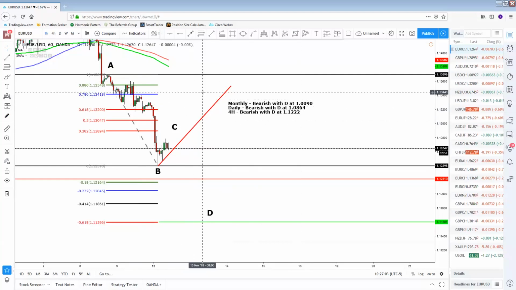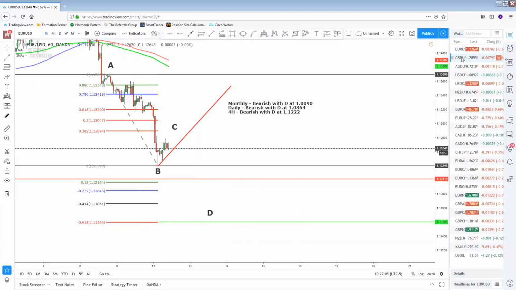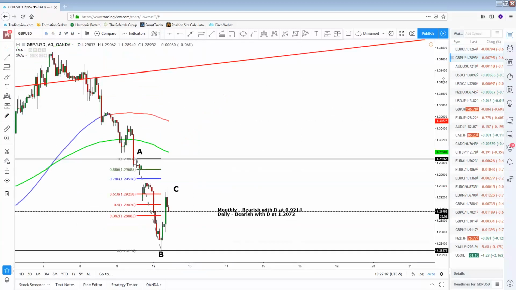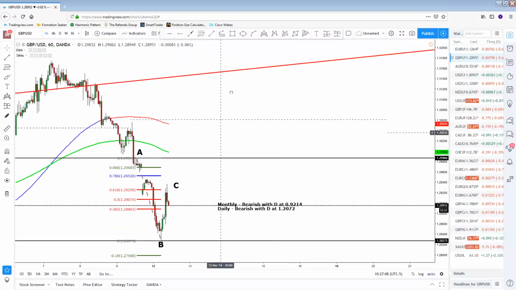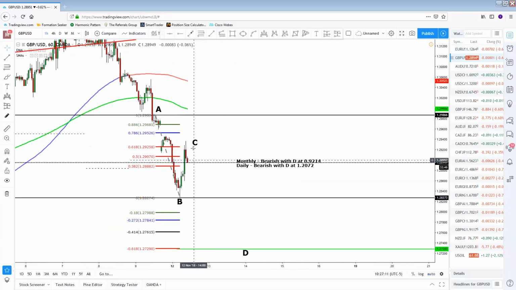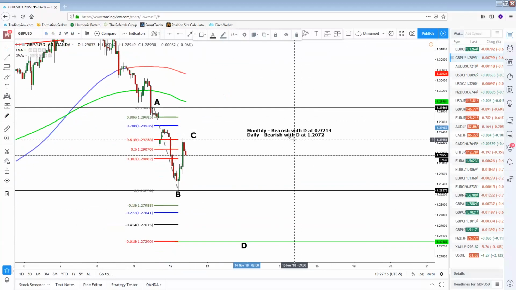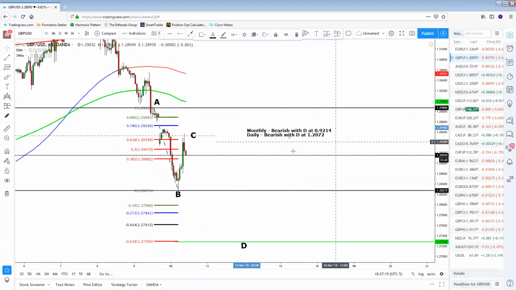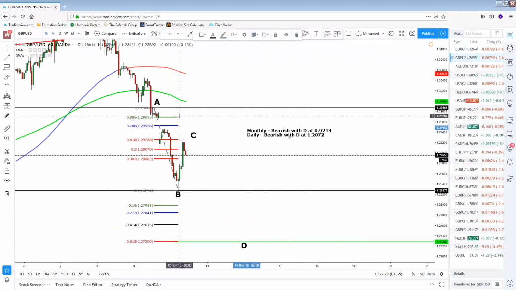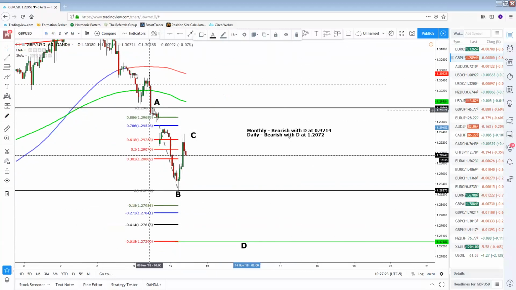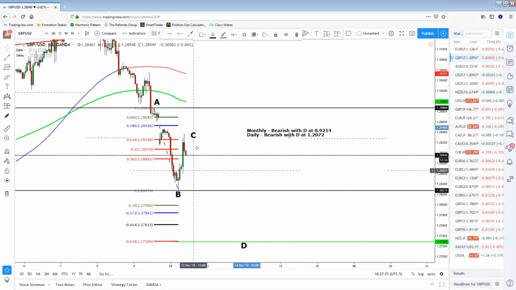So let's go to another one here. Let's go to the pound dollar. Same way here, you got the pound dollar. So you had this very large bullish candle. So we're in a downtrend. I don't have the 4 hour in here, but you can see the monthly's bearish and the daily's bearish. I need to add my 4 hours so I know. But the good thing is the 1 hour we're looking to sell.